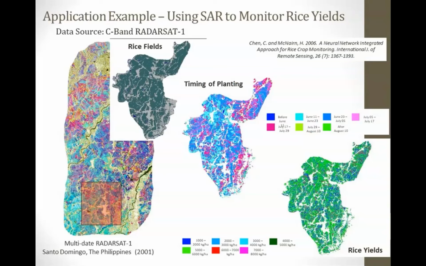So we developed a methodology, again, using these radar microwaves to identify acreage, timing of planting, and then we used a neural network to be able to estimate what the yields of these rice fields are, and comparing those to government statistics. So the accuracy between the estimated yield and the government reported yield for this region, the accuracy was 94%.